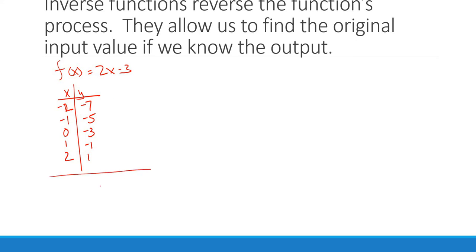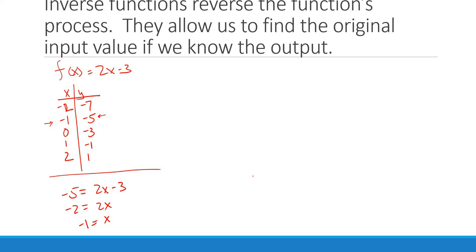Now I can do this in reverse. I can say, what if my output is -5 and I want to find my input? So I would add 3 and divide by 2, and I would find that when my output is -5, my input is -1. But that's a lot of work to do each time, much harder than plugging in an x to get a y.